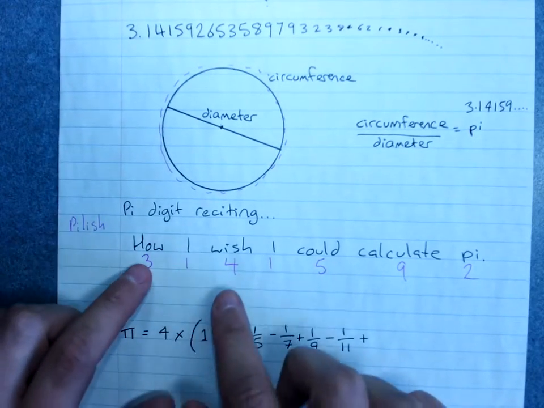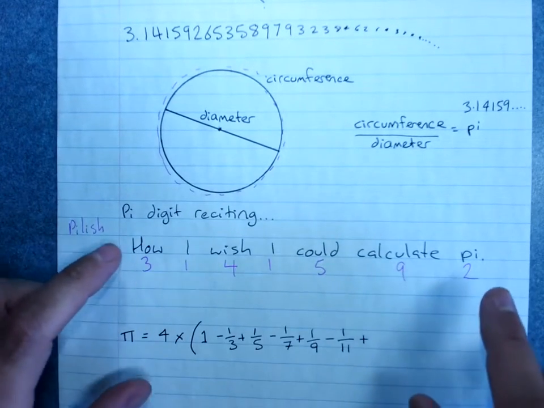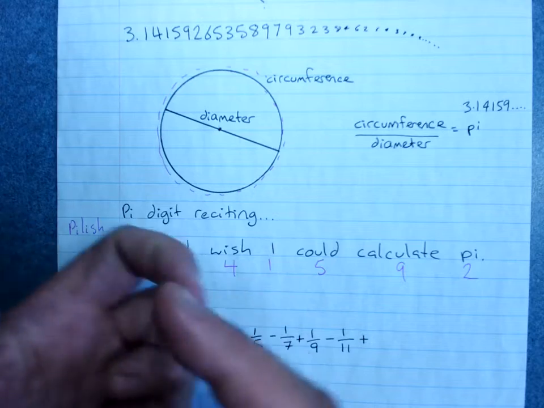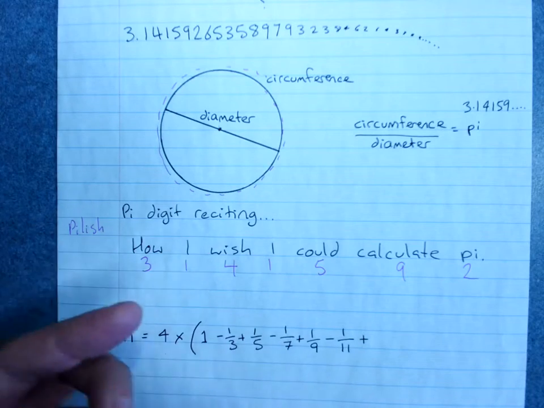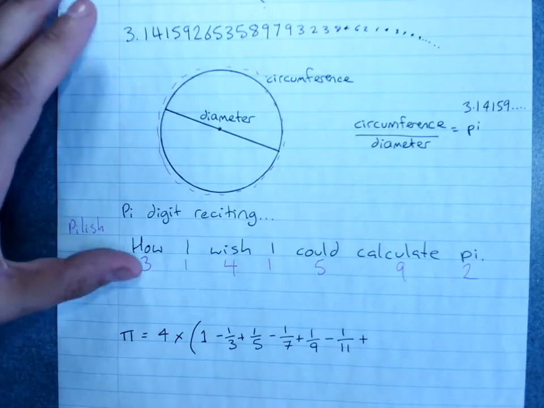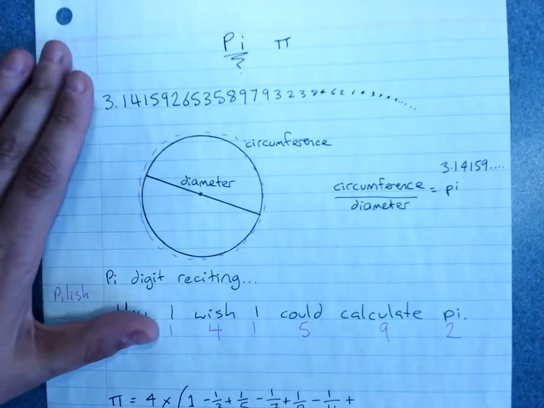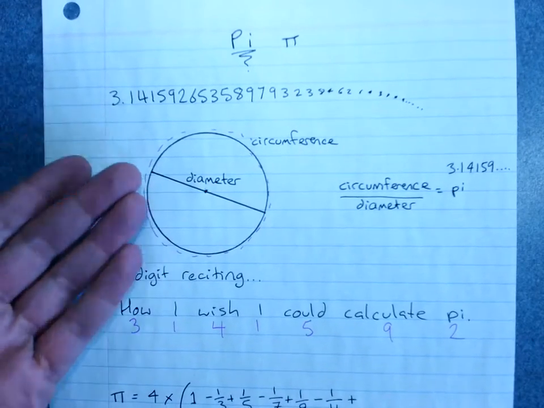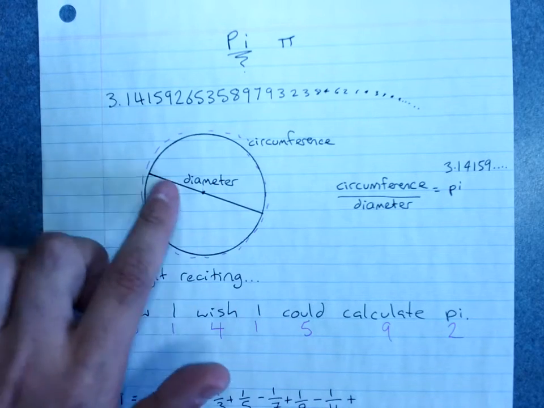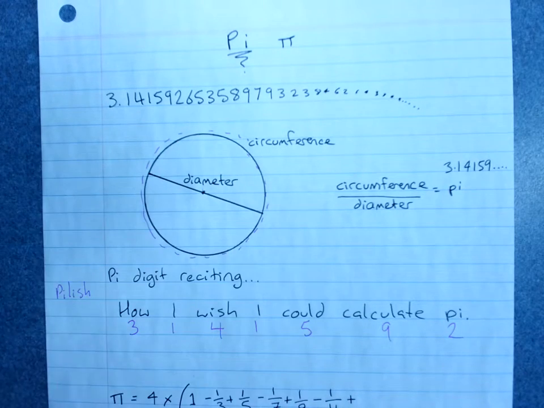Now, you can't use this to memorize pi because it's a bit slow. But it's quite interesting that people write poems based on pi. So that's pi. That's why it's so important. It's just the circumference divided by the diameter of any circle anywhere in the world.